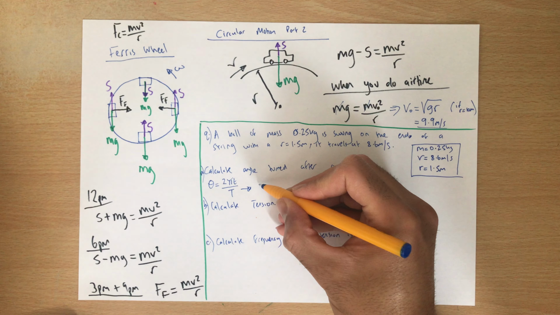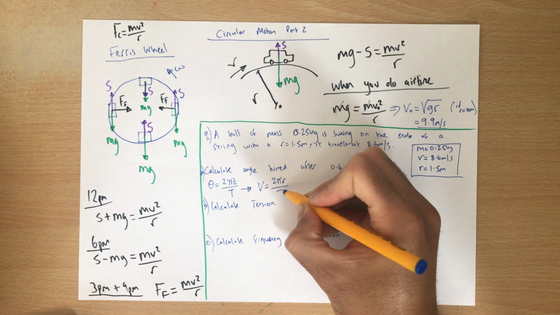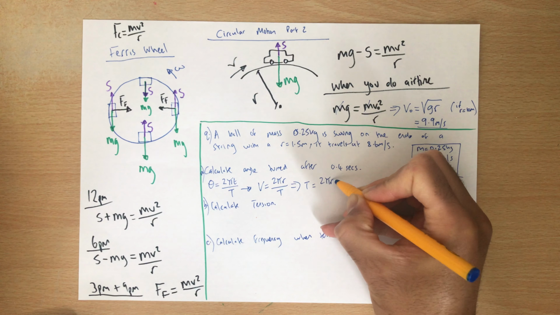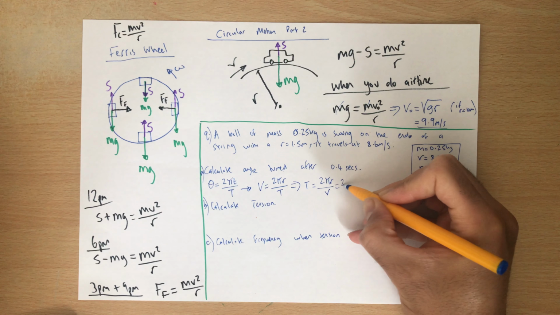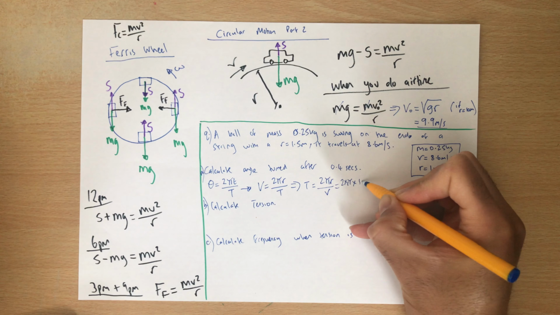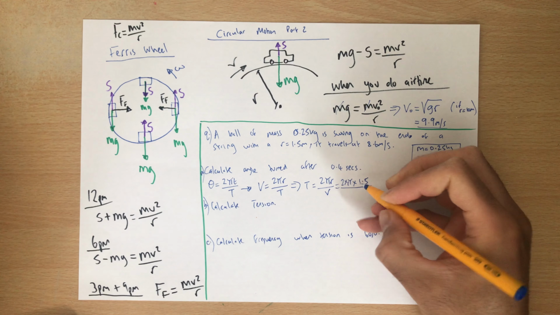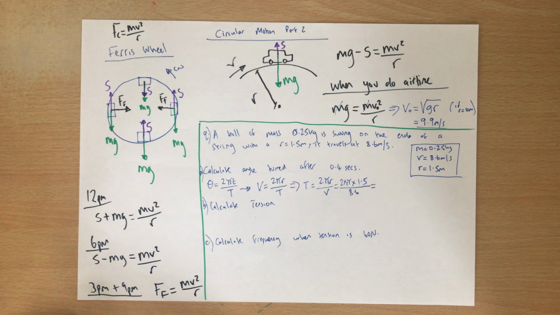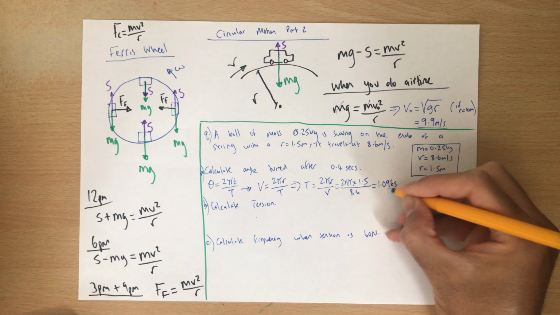So to work out big T, we're going to use v is equal to 2 pi r over T. I'm going to rearrange this for T, so T is equal to 2 pi r over v. Therefore we've got 2 times pi times 1.5 all over v, and v in our case is 8.6. That gives you an answer of 1.096 seconds.